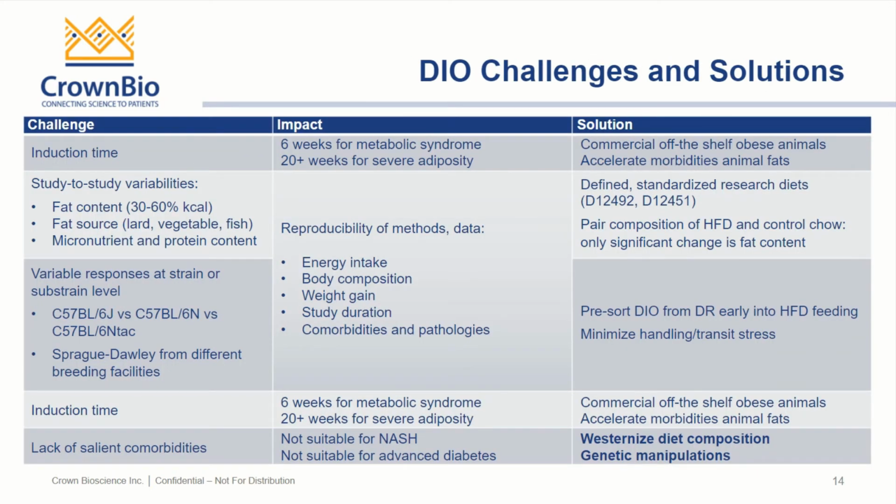Before committing to a DIO study, you should perform a review of the literature to be aware of variability-inducing factors that can affect outcomes. First and foremost, there's a significant variety in the composition of diets that have been reported in the literature. This includes the percentage of calories that are derived from fat, the origin of the fat, including animal and vegetable sources, and the micronutrient and protein content of the feed. These can affect all parameters of your study, including weight gain, comorbidity phenotypes, and the length of the study required to achieve endpoints. You should always try to use a highly defined, standardized research diet and have discussions with your feed supplier on how to minimize variables that aren't related to fat energy content.